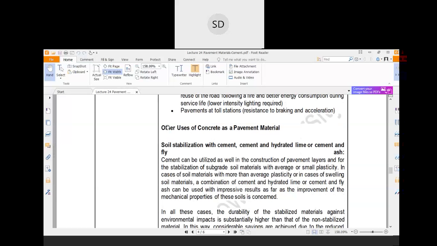Now, apart from this, there are other uses of concrete as a pavement material, like soil stabilization with cement. You can stabilize the soil with the cement using cement slurry or cement paste over it.